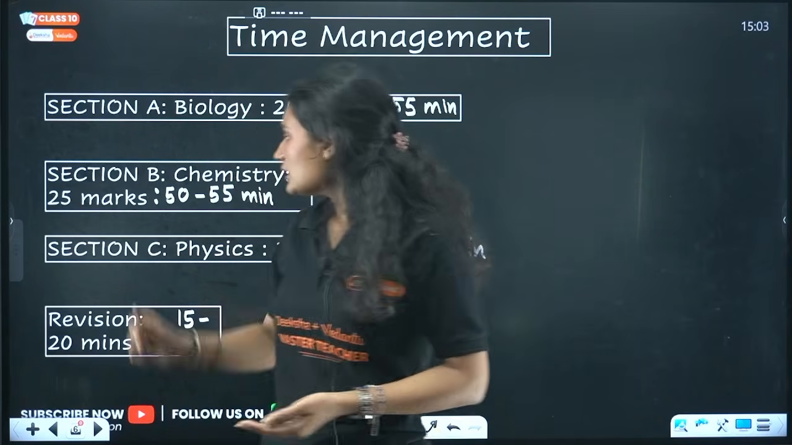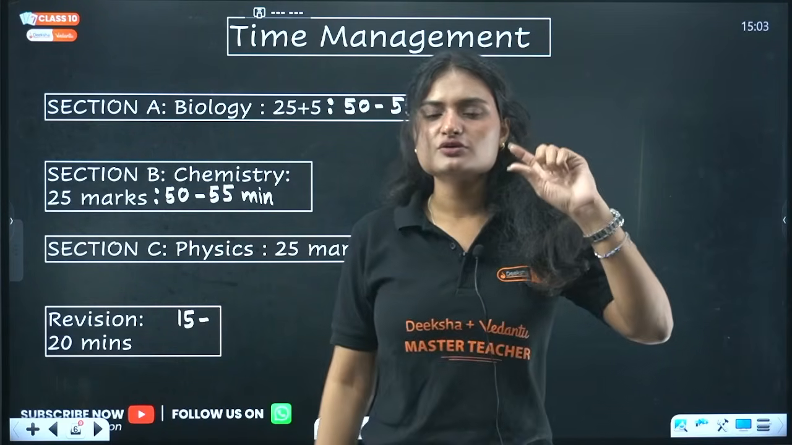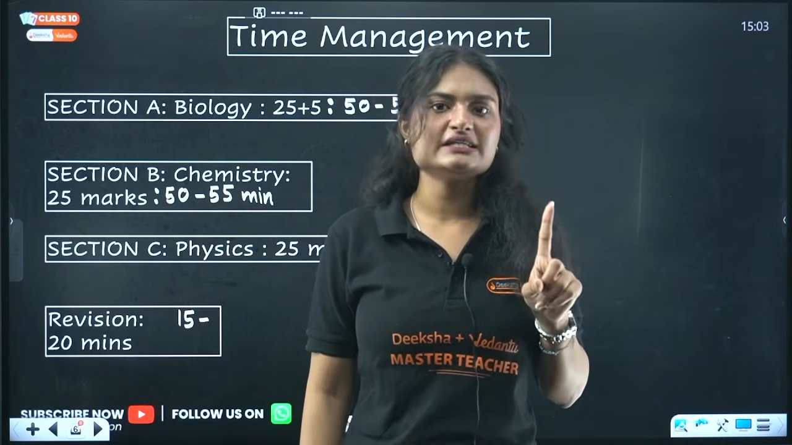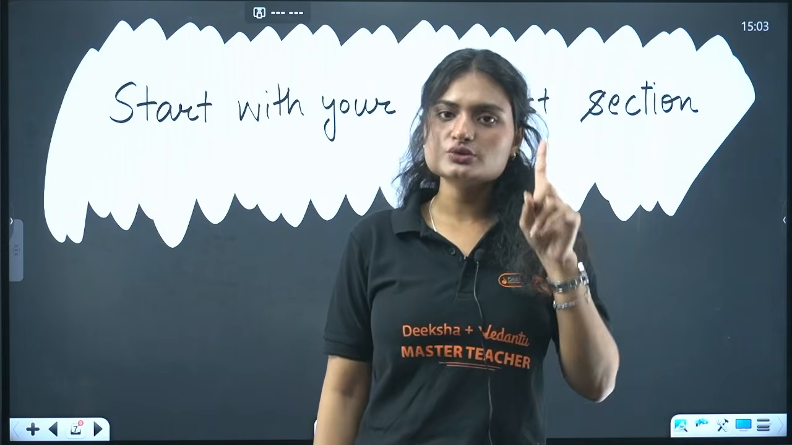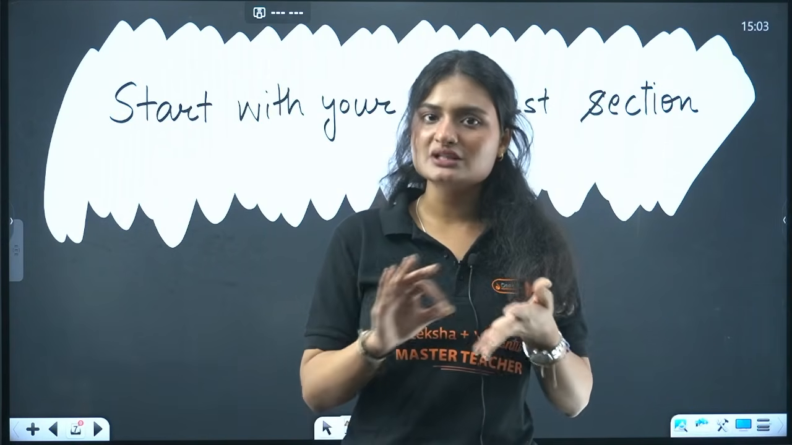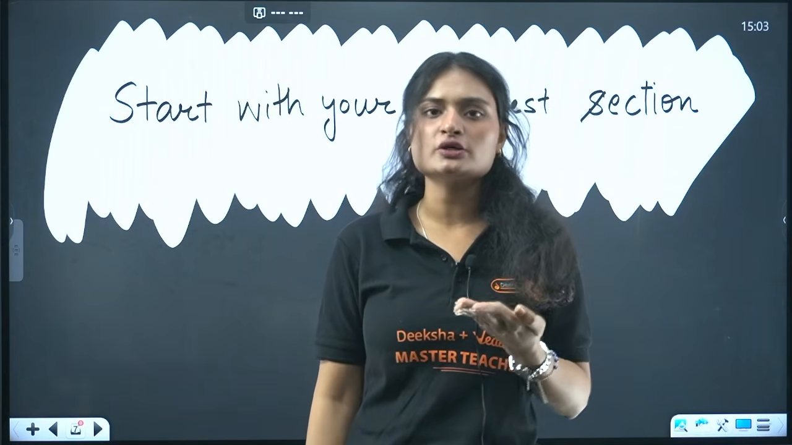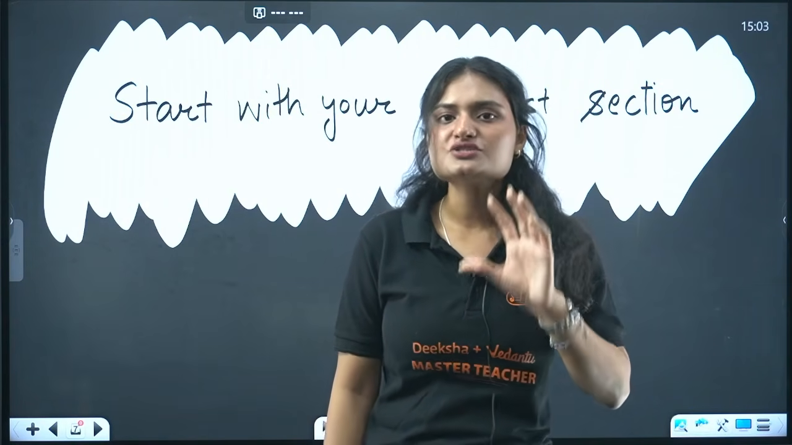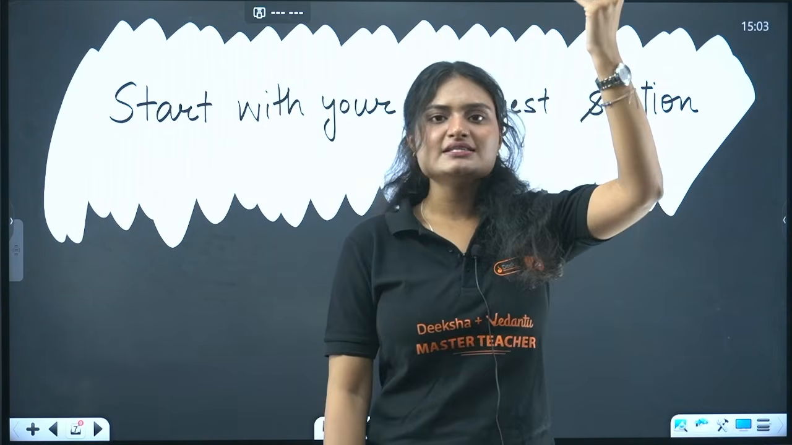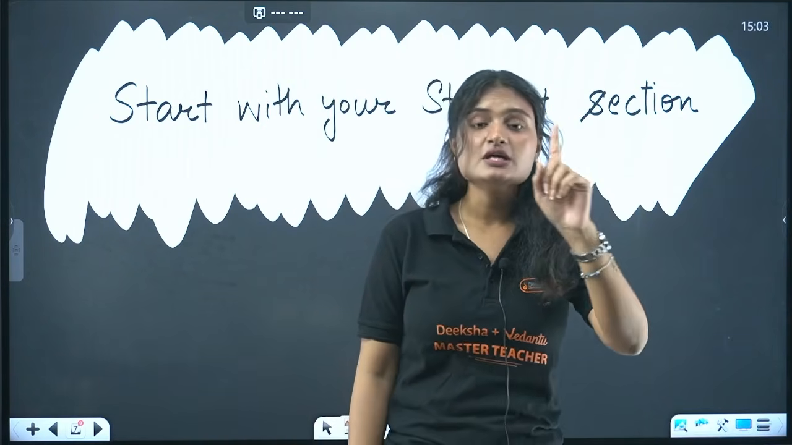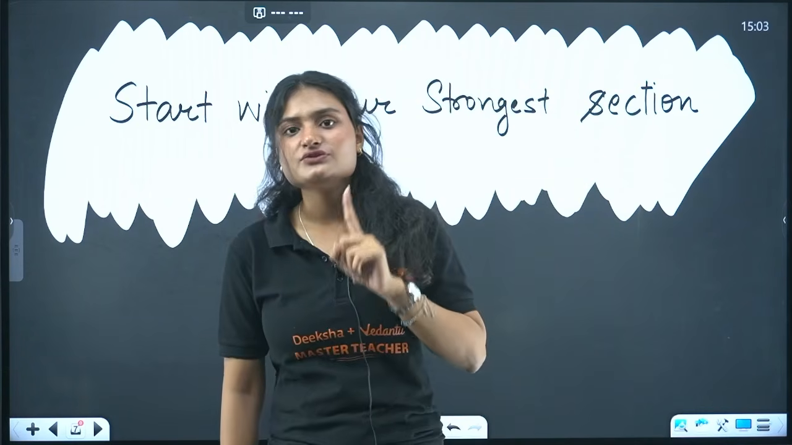Okay, so if you follow this, start with, firstly, during your 15 minutes reading time, start with your strongest section. During your 15 minutes reading time, read all the questions, then read the questions of your strongest section, right? And start from that section. Put a number. If it's section C, write section C, okay? And then start answering the questions. Trust me, this trick is going to save you time.